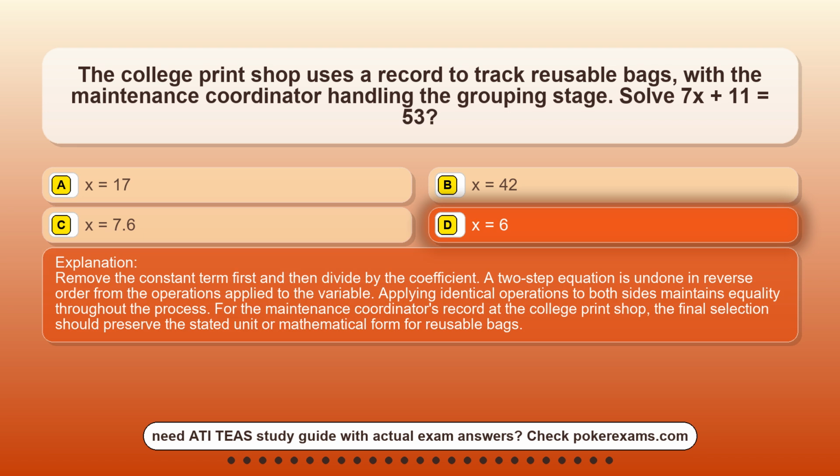Remove the constant term first and then divide by the coefficient. A 2 step equation is undone in reverse order from the operations applied to the variable. Applying identical operations to both sides maintains equality throughout the process. For the maintenance coordinator's record at the college print shop, the final selection should preserve the stated unit or mathematical form for reusable bags.